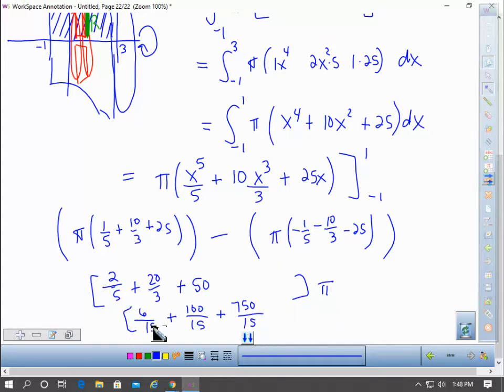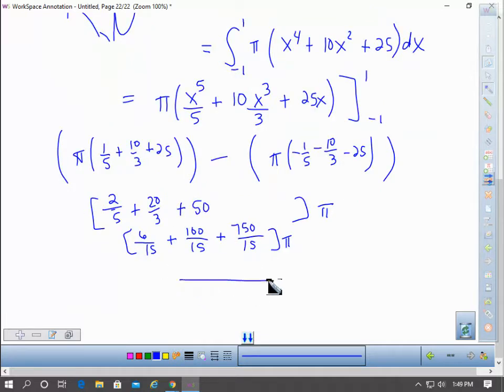And then all of this has been multiplied by pi. So when I combine all that together, whatever that wonderful number is, that's going to be 856 pi over 15. And hopefully I got that right. I think I did my math right. Let me find my answer.